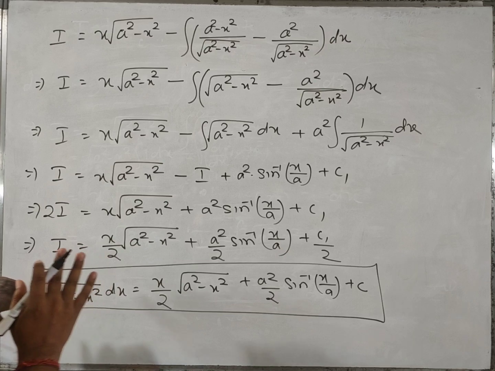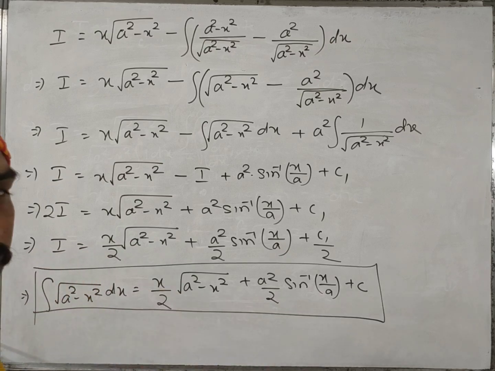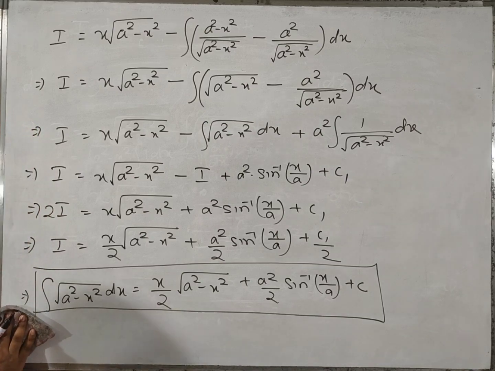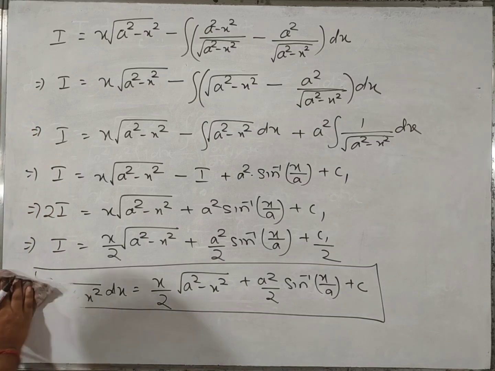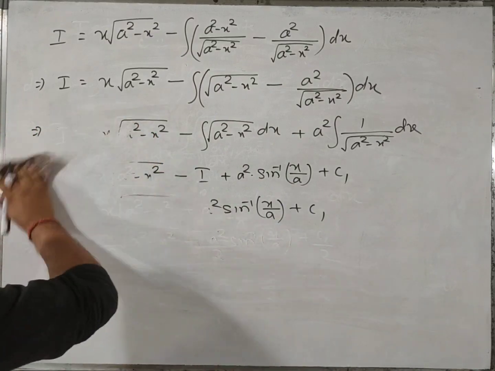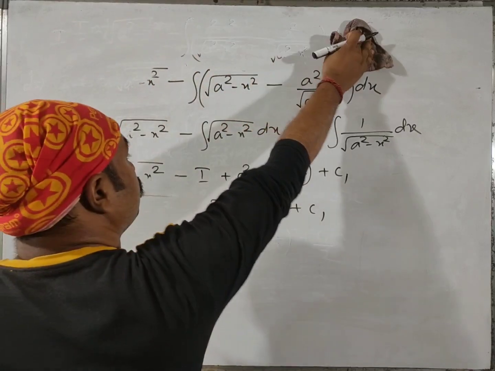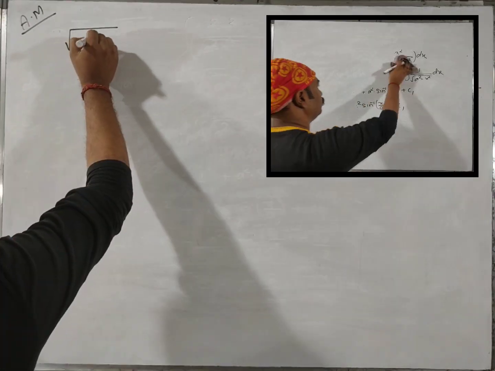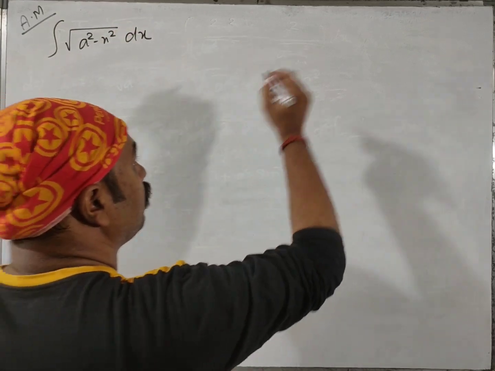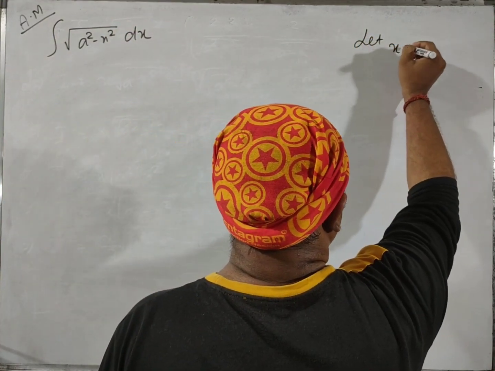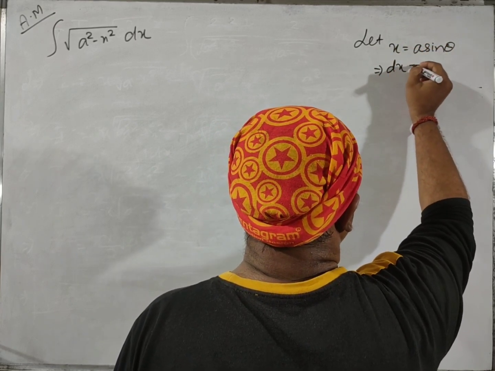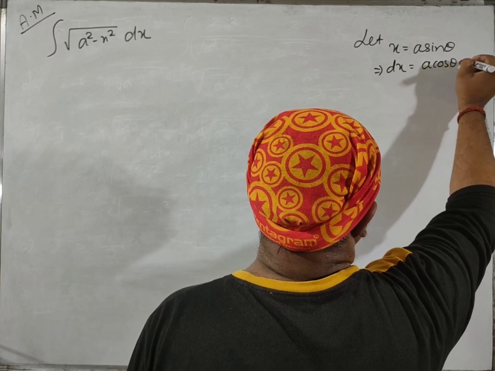Then let us prove this formula again by another method, also you can say an alternative method. Integral of square root of a square minus x square dx. Here we have to assume let x is equal to a sin theta. That implies dx is equal to a cos theta d theta.